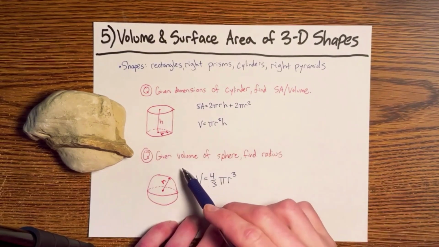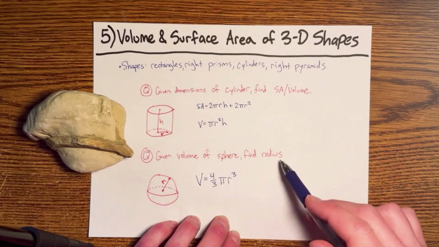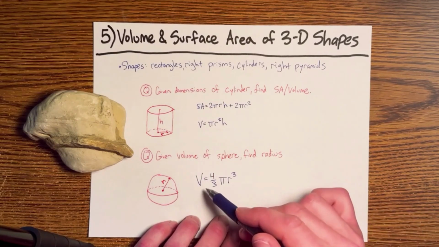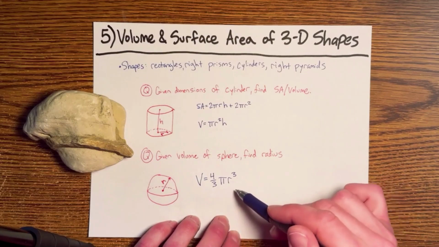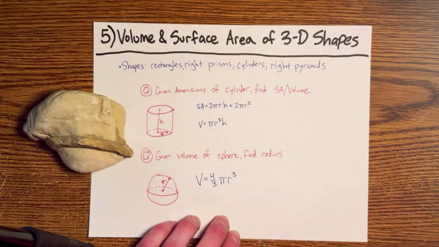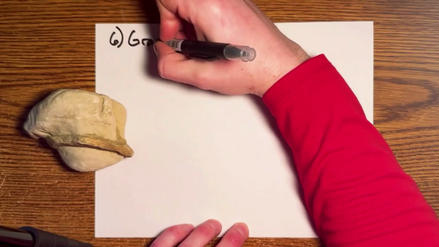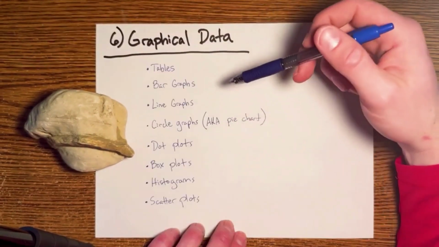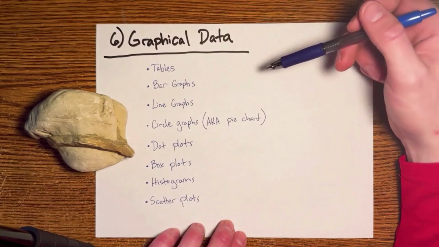Similarly, you may be given the volume of a sphere and asked to find the radius, so we're working in the opposite direction here. But again, you're just going to plug in the numbers where needed and follow through with that calculation to find the radius. Number 6, graphical data. For these problems, you'll be provided any of tables, graphs, or plots and asked to interpret that and provide an answer.